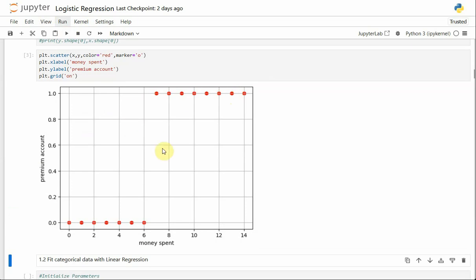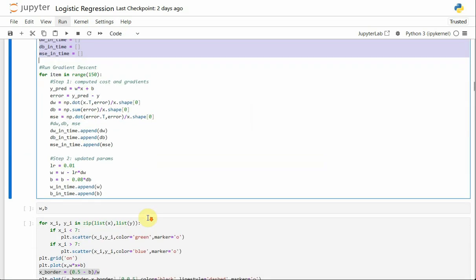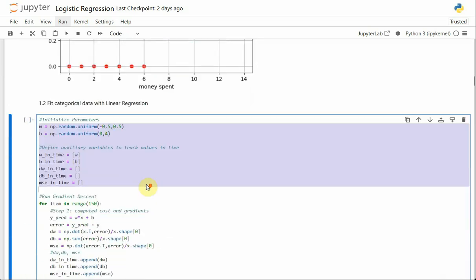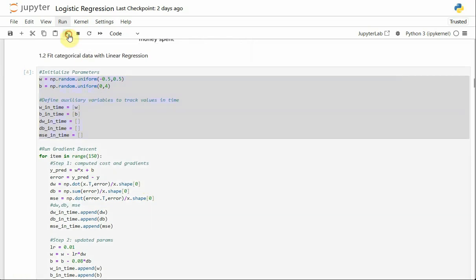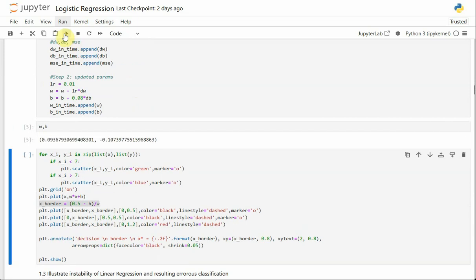Now our task is to categorize the data points using some approximation function. Let's try to do it first with linear regression. So here is the algorithm to implement linear regression for these categorical data. And let's see the result.